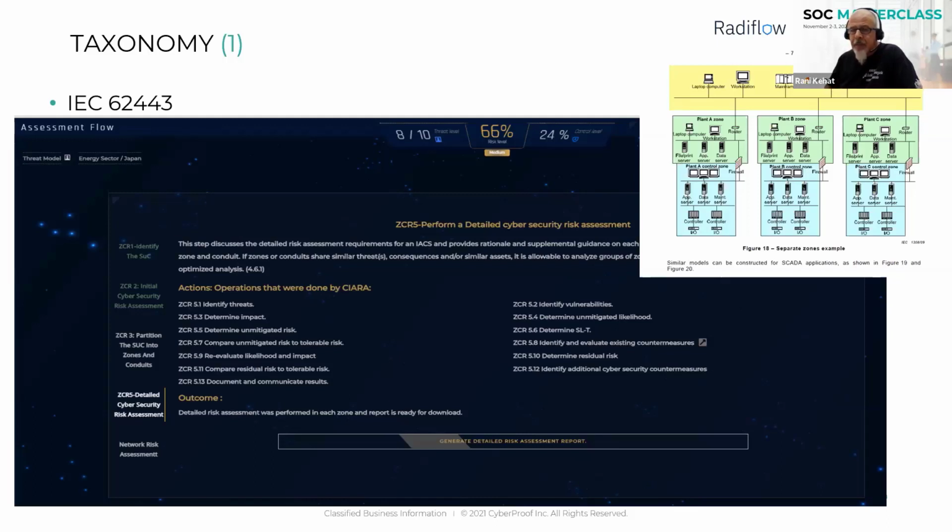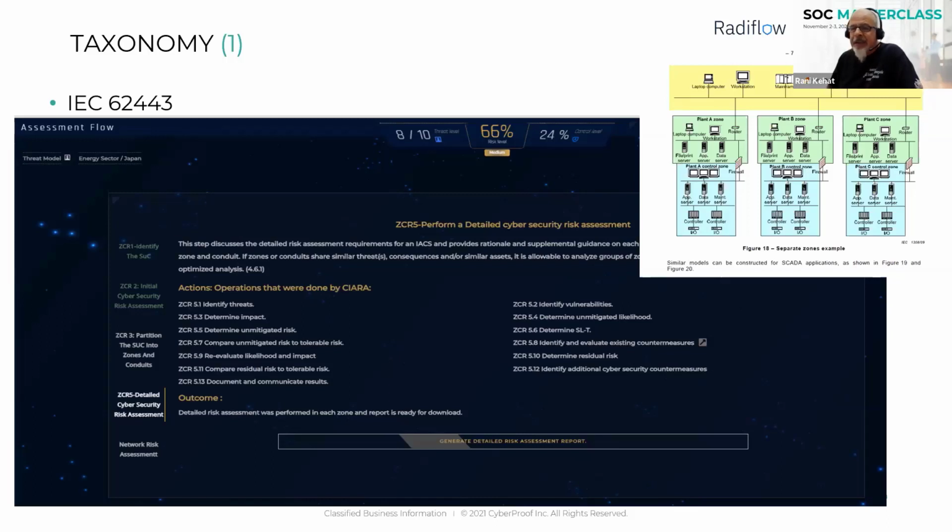First domain is kind of taxonomy. That's the -1. Then you have policies and procedures. That's a -2. The system, when you look under system under consideration, that's a -3. And then there's a -4, which deals with the components that go into the OT environment. The 62443 is a cyber standard for OT environments. It's not a safety standard. It's a cyber standard for OT environments.